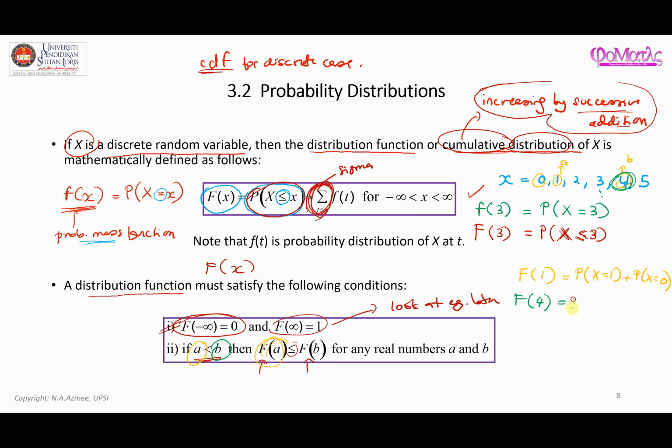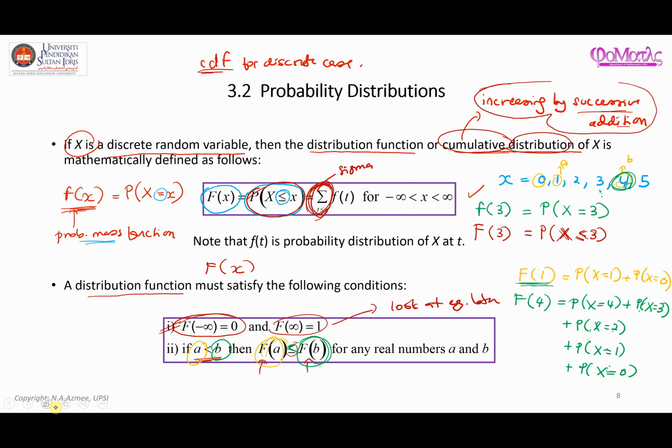Well, you need to consider probability x equals 4 plus probability x equals 3 plus probability x equals 2 plus probability x equals 1 plus probability x equals 0. So you will see clearly that the result here is going to be bigger than this one, or maybe in certain circumstances, if the probabilities here are 0, 0 and 0, the result is going to be similar to this one.